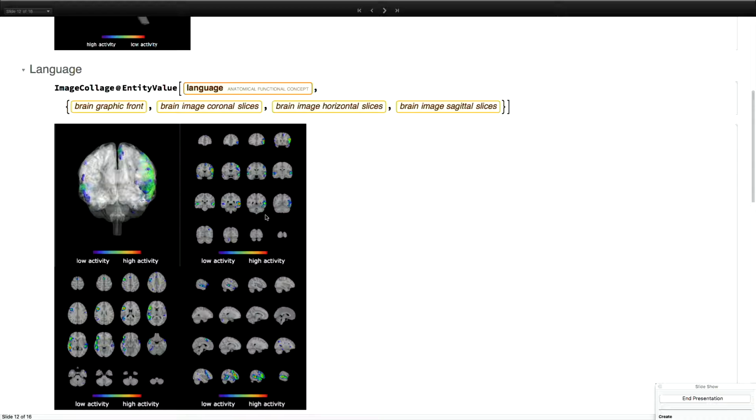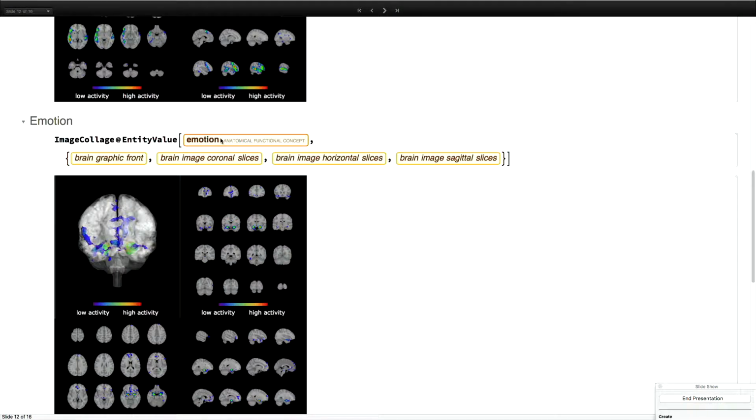We can also make an image collage with just a simple line of code. This is looking at the brain from the front, and this is a coronal slice, a horizontal slice from top to bottom, and a sagittal slice is from right to left. And in most people, the language area is located in the left side of the brain.